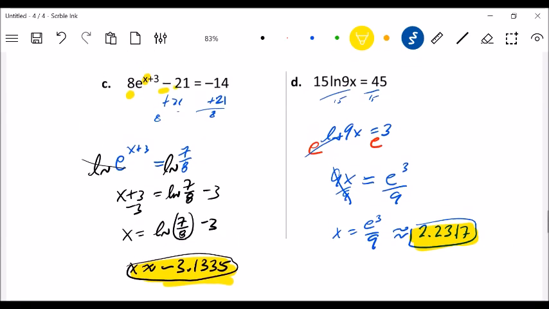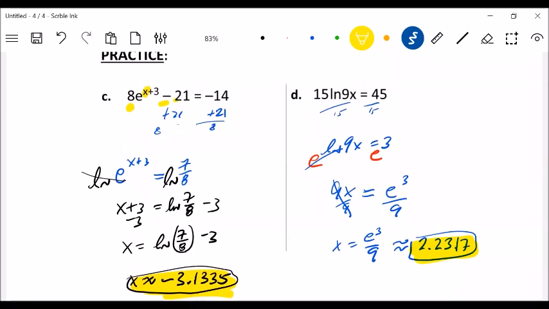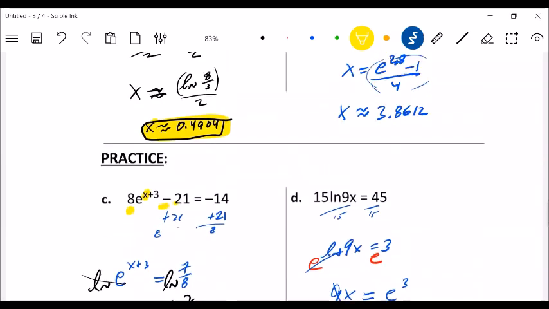So that should help with using natural log and e. Remember, first always clean up the problem. So it's just the e or the natural log that's by itself with some number, of course.